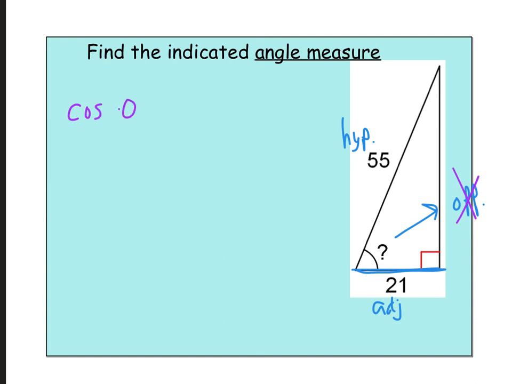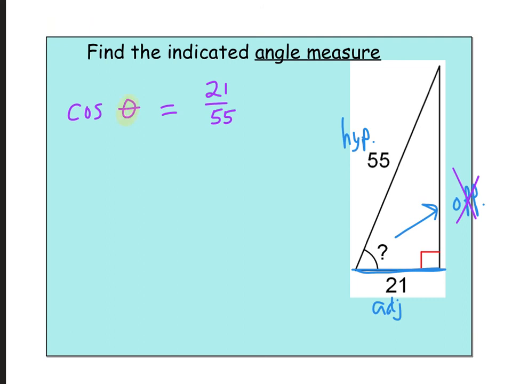So the cosine, we usually use theta for an angle measure, but you can use whatever variable you want. The cosine of some unknown angle theta equals the adjacent side over the hypotenuse. And this problem's a little different, right? We know both side lengths, we don't know the angle measure. So what we need to do is solve for theta.